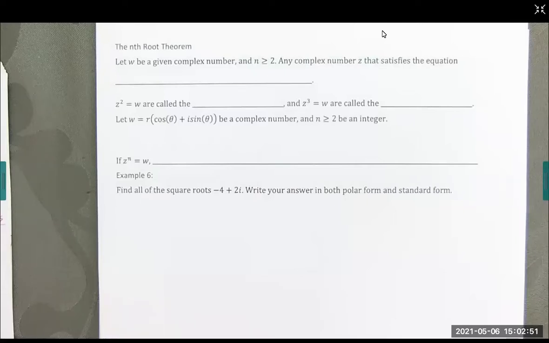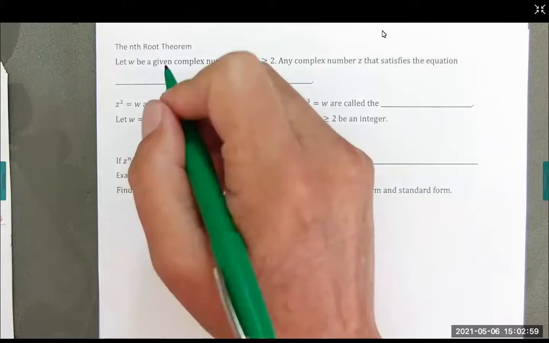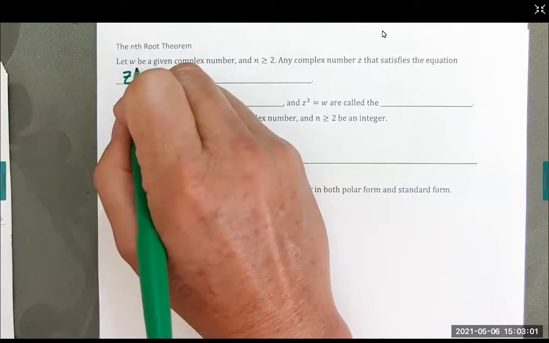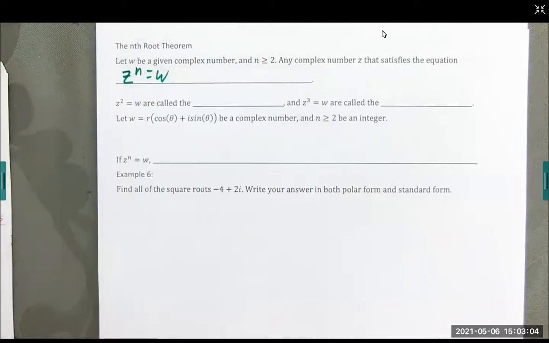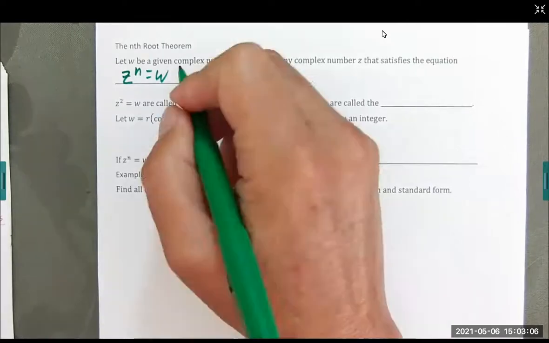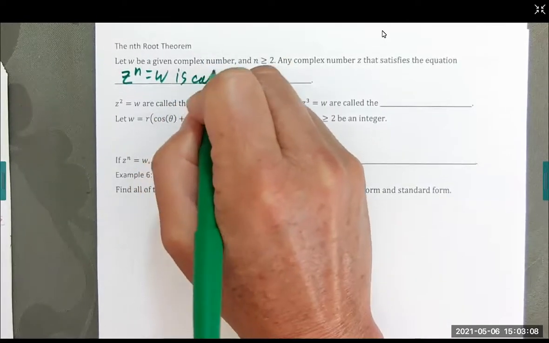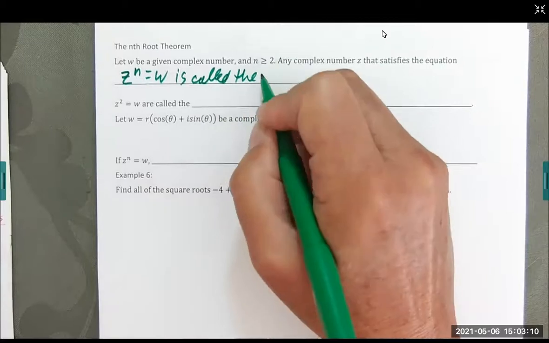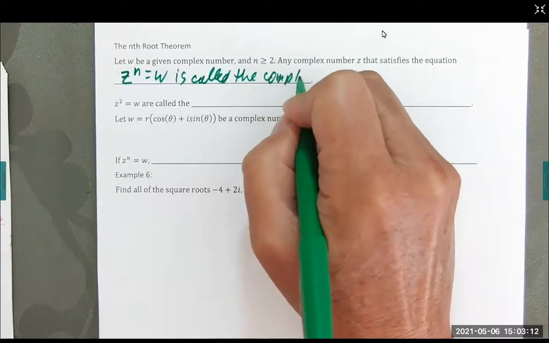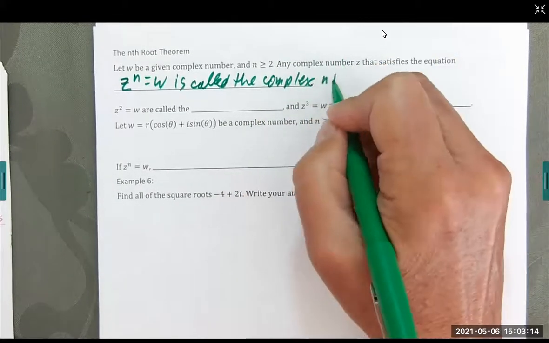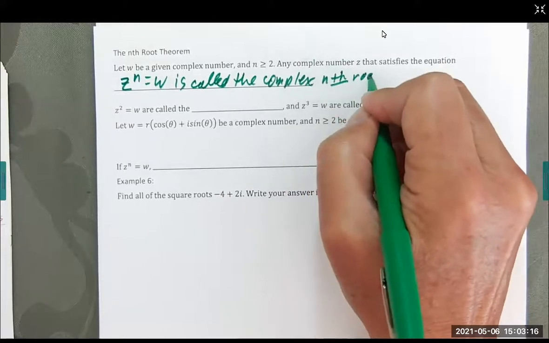So we're going to let W be a given complex number, and n is bigger than or equal to 2. Any complex number Z that satisfies the equation Z to the nth power equals W is called the complex nth root of W.